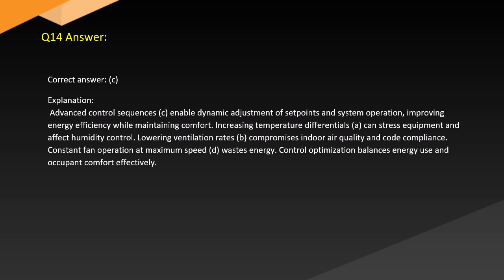Answer. Correct answer: C. Explanation. Advanced control sequences, C, enable dynamic adjustment of set points and system operation, improving energy efficiency while maintaining comfort. Increasing temperature differentials, A, can stress equipment and affect humidity control. Lowering ventilation rates, B, compromises indoor air quality and code compliance.